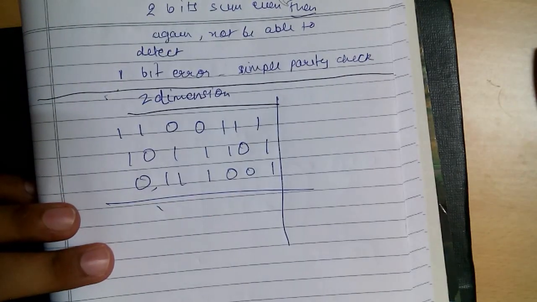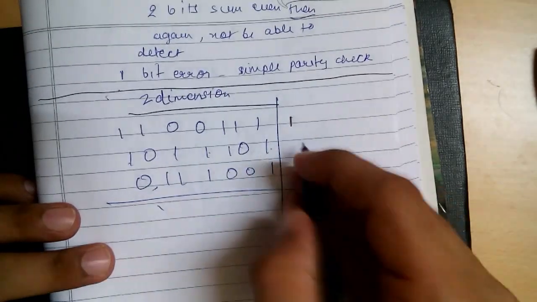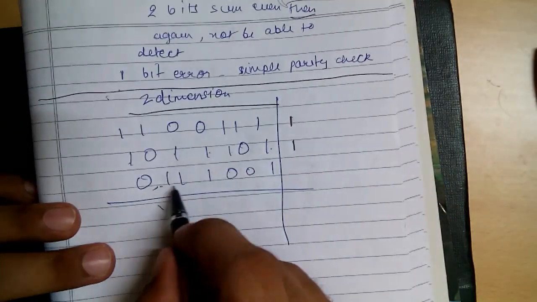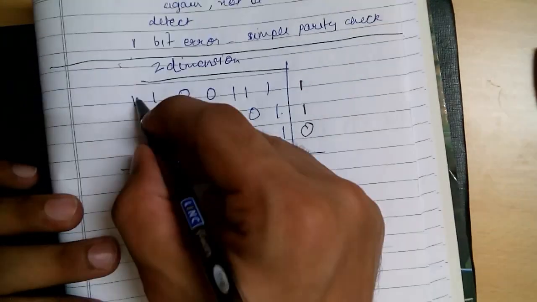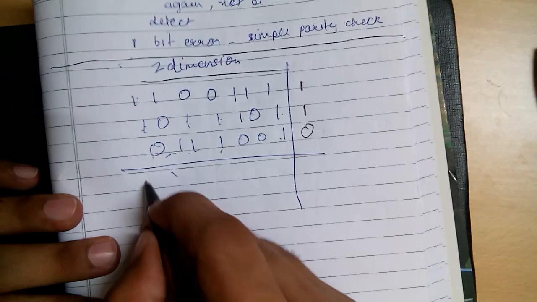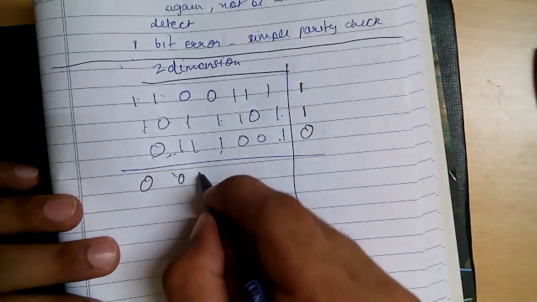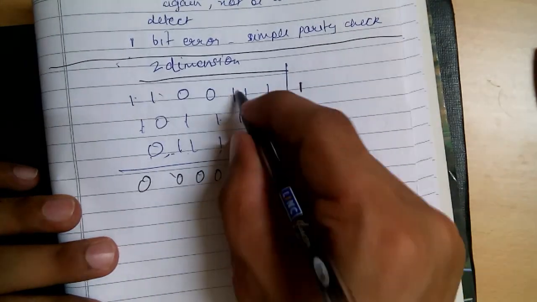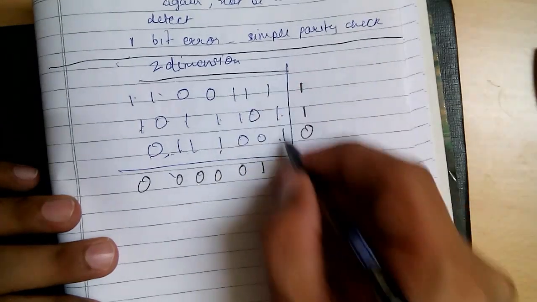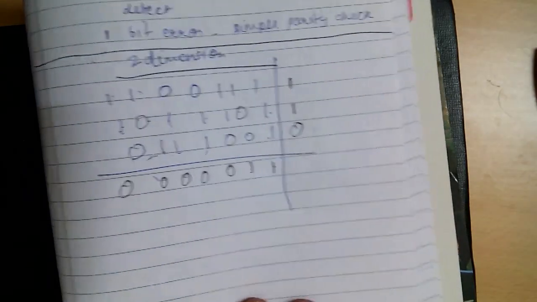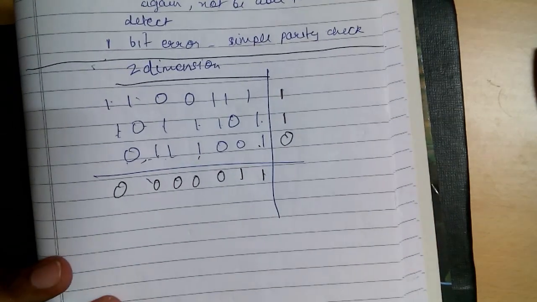In this we make the ones even by generating parity: 1 2 3 4 5, so one more, 1 2 3 4. Okay, so 1 1 1, it's already even. 1 0 1 0 1 0 0 0 0 0, odd 1, odd 1. So this is a much better approach as compared to simple parity check.